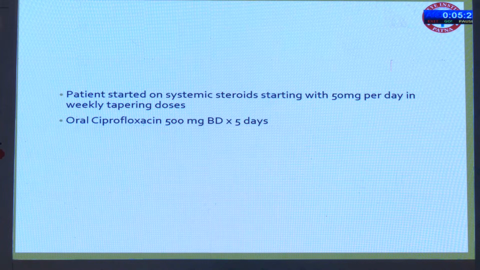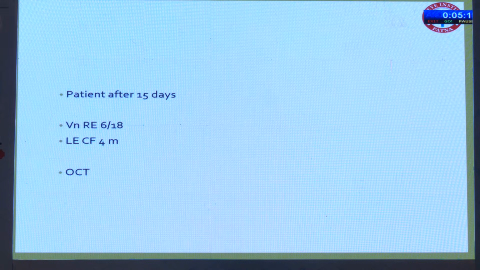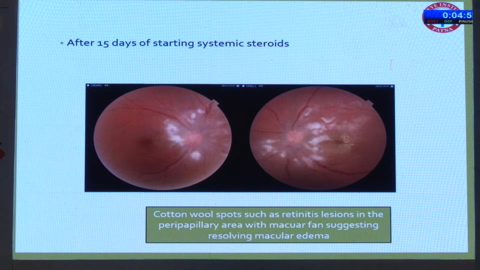The patient was started on systemic steroids, starting with 50 milligrams per day in weekly tapering doses, and oral ciprofloxacin 500 milligrams BD for 5 days. The patient was reviewed after 15 days, and to my disappointment, the vision in the right eye had dropped to 6/18, and the left eye was more or less the same. It was counting fingers at 4 meters from counting fingers at half a meter. So this was 15 days after starting the systemic steroids.